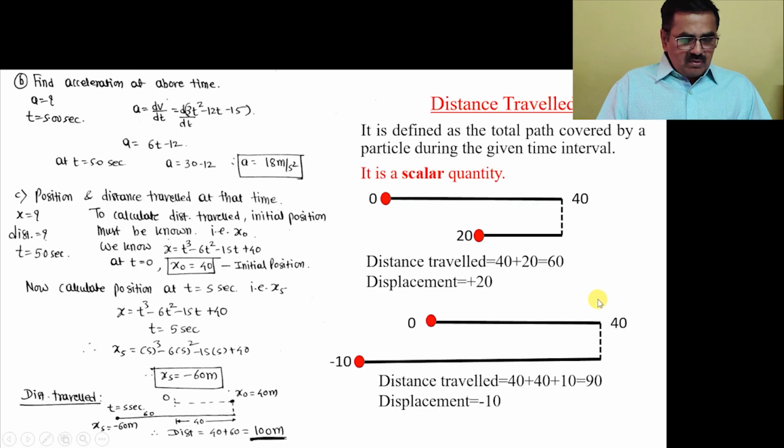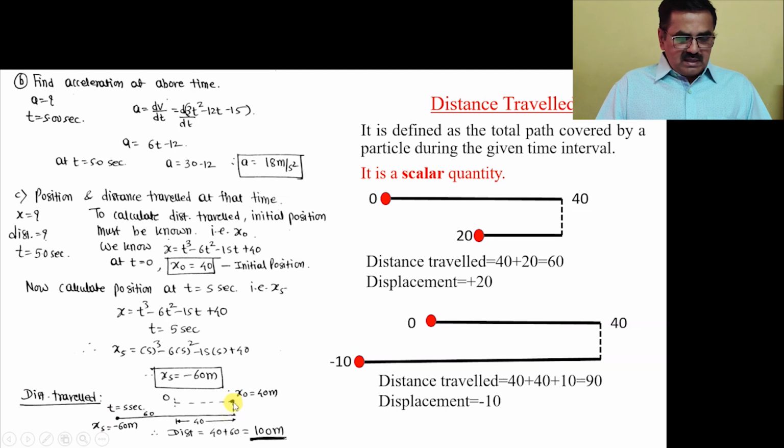Okay. So the initial position of the particle is known. X0 is equal to 40. We need the distance traveled by the particle when t is equal to 5 seconds. So put t is equal to 5 in the given equation of x and calculate x5. X5 is equal to minus 60. So what is the distance traveled by the particle?